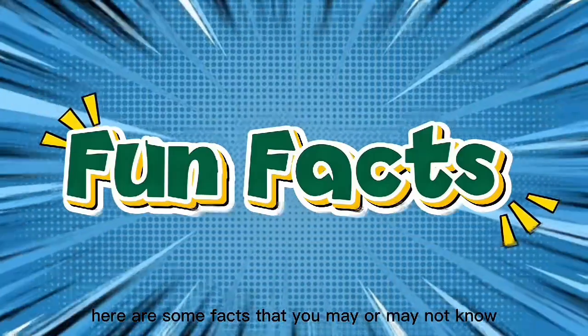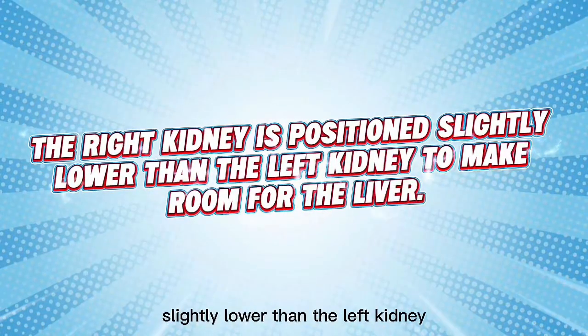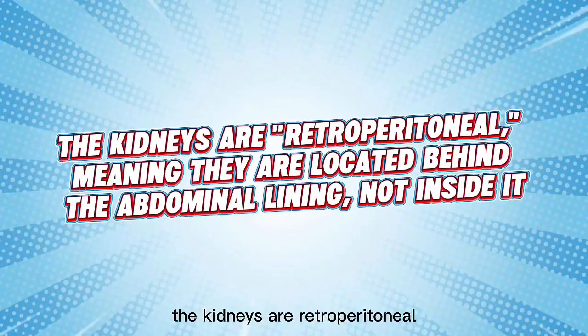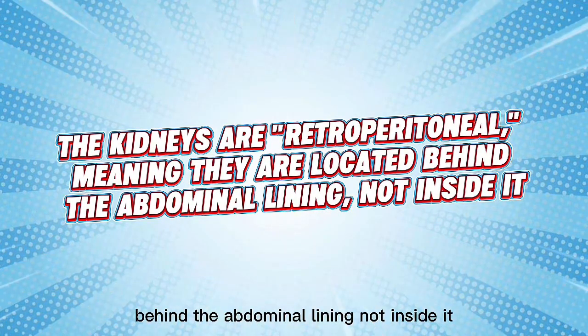Here are some facts that you may or may not know. The right kidney is positioned slightly lower than the left kidney to make room for the liver. The kidneys are retroperitoneal, meaning that they are located behind the abdominal lining, not inside it.